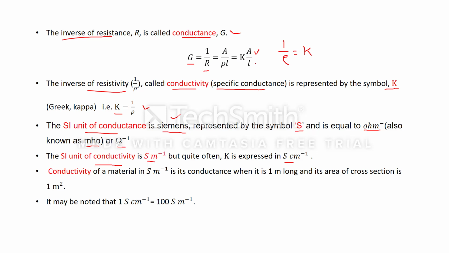Now again, from this equation, G is equal to kappa A by L. If A is 1 and L is 1, then G is equal to kappa. We can define conductivity: conductivity of a material in Siemens per meter is its conductance when it is 1 meter long and its area of cross section is 1 meter square. And again we find the relationship between these two: 1 Siemens per centimeter is equal to 100 Siemens per meter.